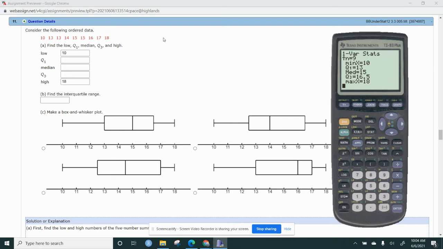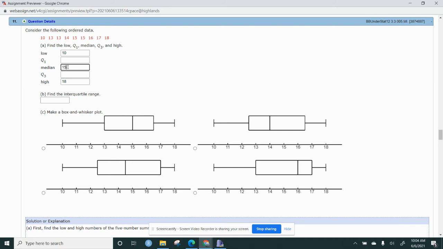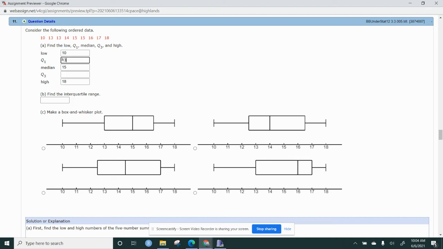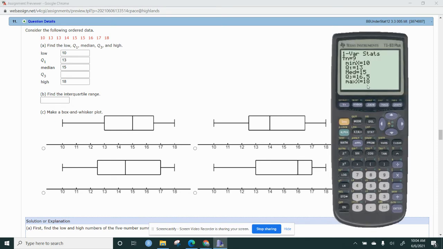Well, I know my median. I can even do it from looking because it's an odd number. It's the number in the middle, which is 15 for this. All right. So then the next thing it wants to know, what is my Q1? So Q1, if I'm looking at it from the calculator, it's 13. And from the calculator again for Q3, it's 16.5.